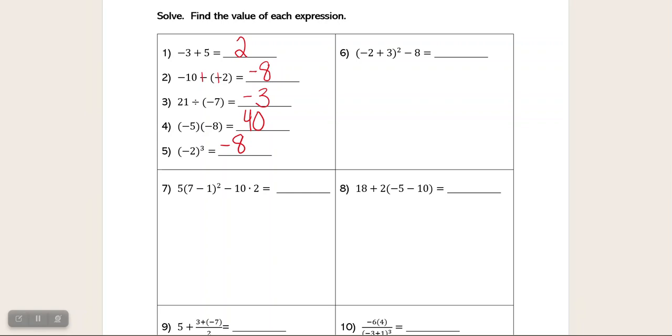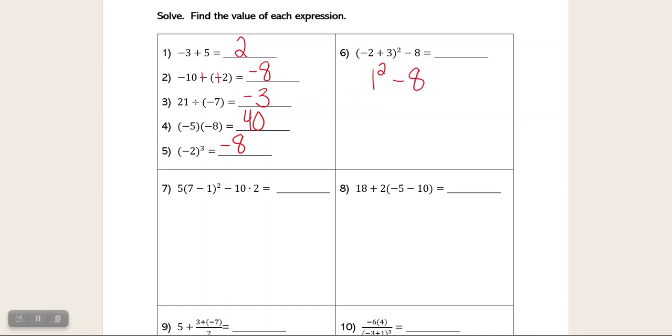Starting with question number 6, we have some expressions where we need to follow our order of operations. We have multiple operations here, so we need to make sure we're following the order of operations. We're going to start inside the parentheses. -2 plus 3 is positive 1. So we're now squaring 1 and then subtracting 8.